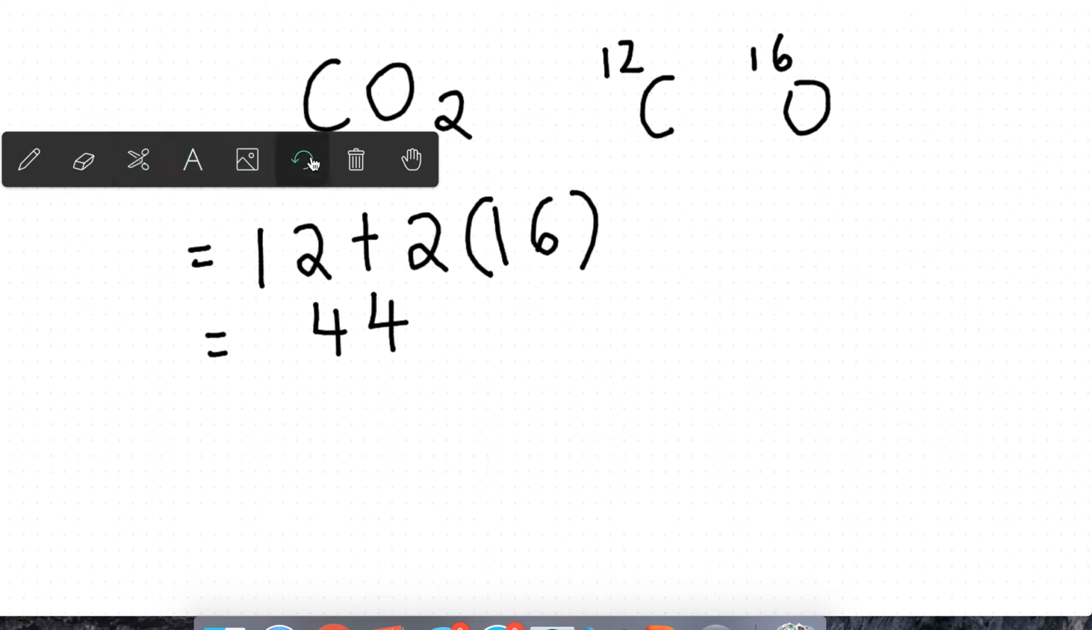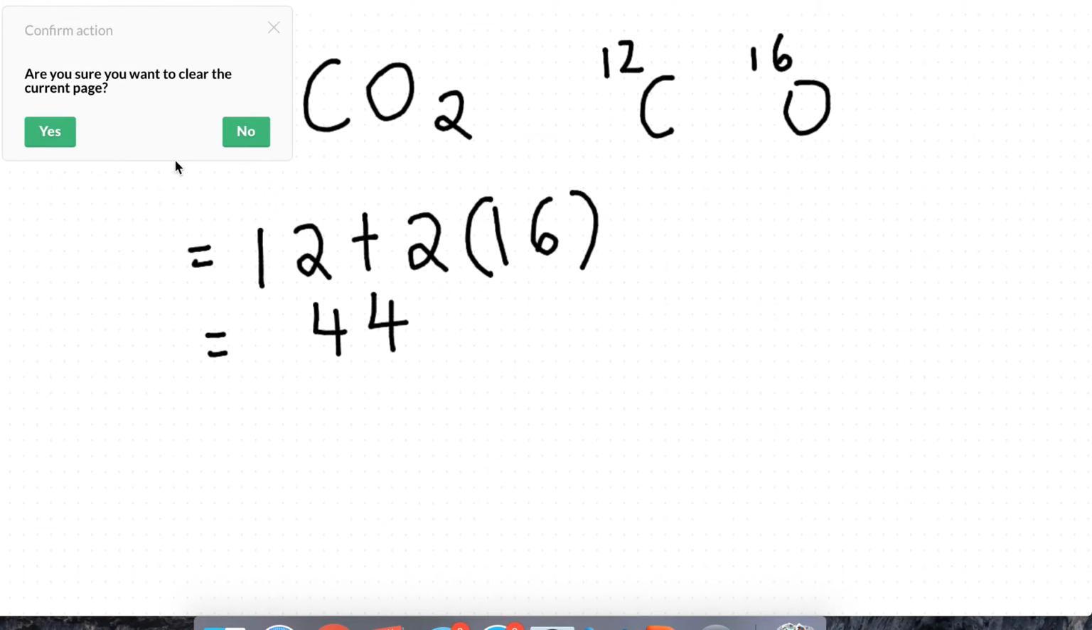Let's do a few more examples to build up your confidence, students. Molecular mass of hydrogen. Now hydrogen is a gas, so it's going to be H2. Molecular mass of oxygen. Molecular mass, let's do one more, ammonia, NH3.